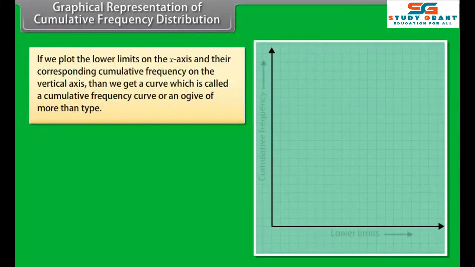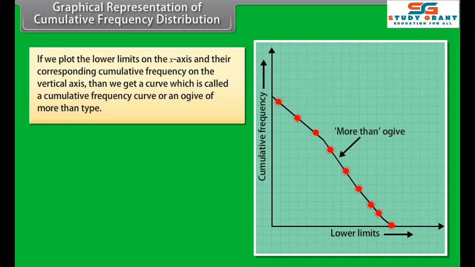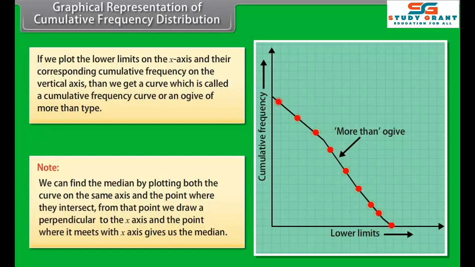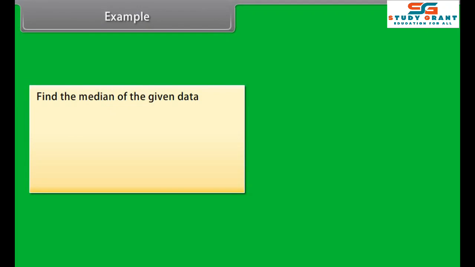If we plot the lower limits on the x-axis and their corresponding cumulative frequency on the vertical axis, then we get a curve which is called a cumulative frequency curve or an ogive of more than type. Note: we can find the median by plotting both curves on the same axis and finding the point where they intersect. From that point, we draw a perpendicular to the x-axis and the point where it meets the x-axis gives us the median. Example: find the median of the given data.